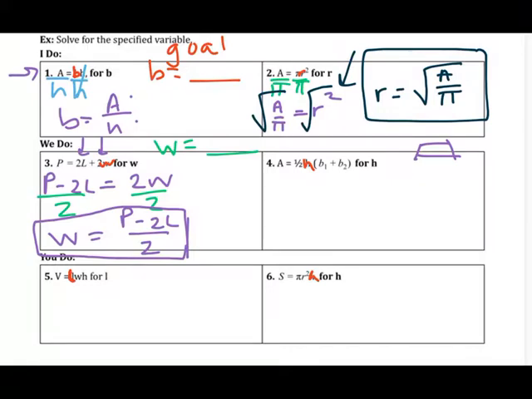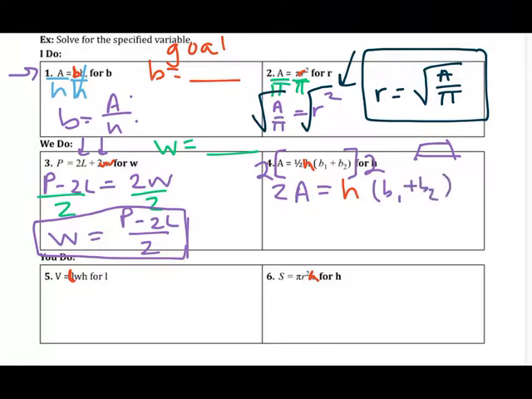So the first thing I'm going to focus on is how do I get rid of 1/2? Well, to get rid of 1/2, I could multiply both sides by the reciprocal. The reciprocal of 1/2, or what I get if I flip the fraction, is 2. If I do that, I'll have 2a on the left, I'll have h, and then I'll have b1 plus b2.